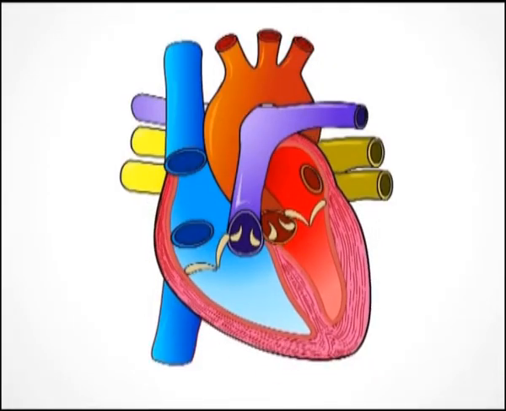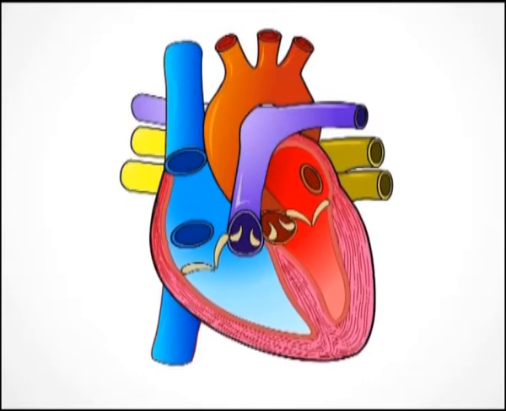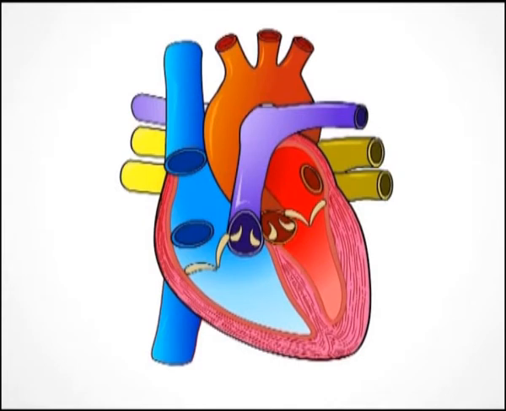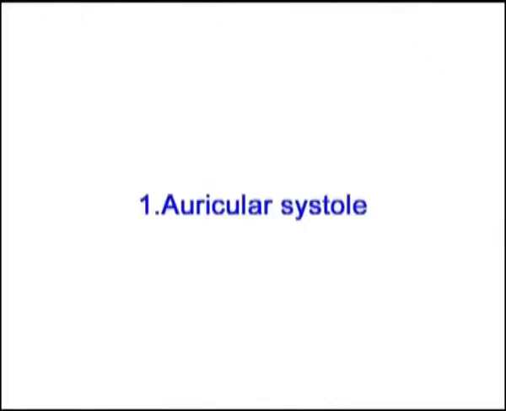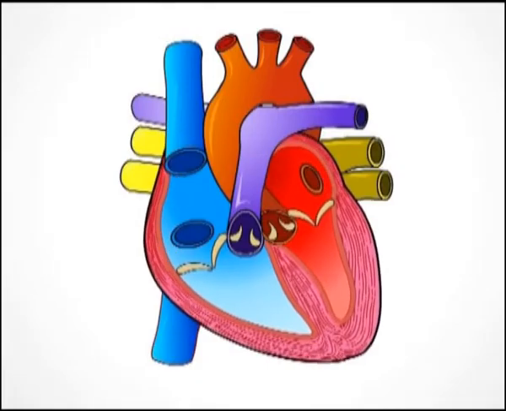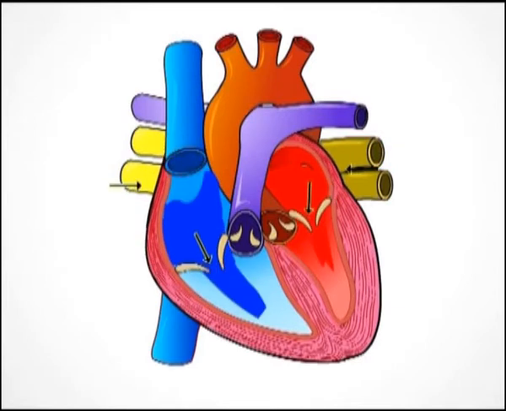The heart as a whole will not contract or relax, that is, both auricles and ventricles do not contract or relax at the same time. Heartbeat is completed in 3 steps. Auricular systole. In this stage, both the auricles contract at the same time and pump blood into the ventricles.